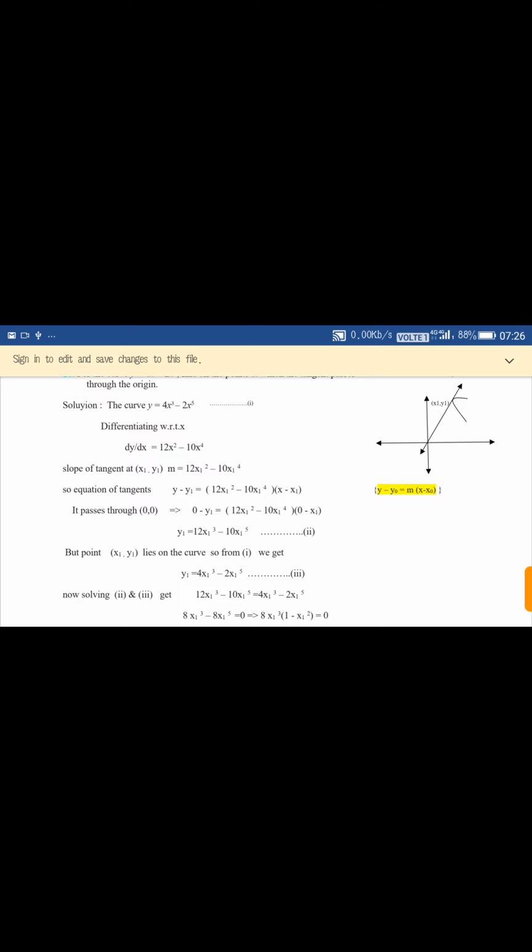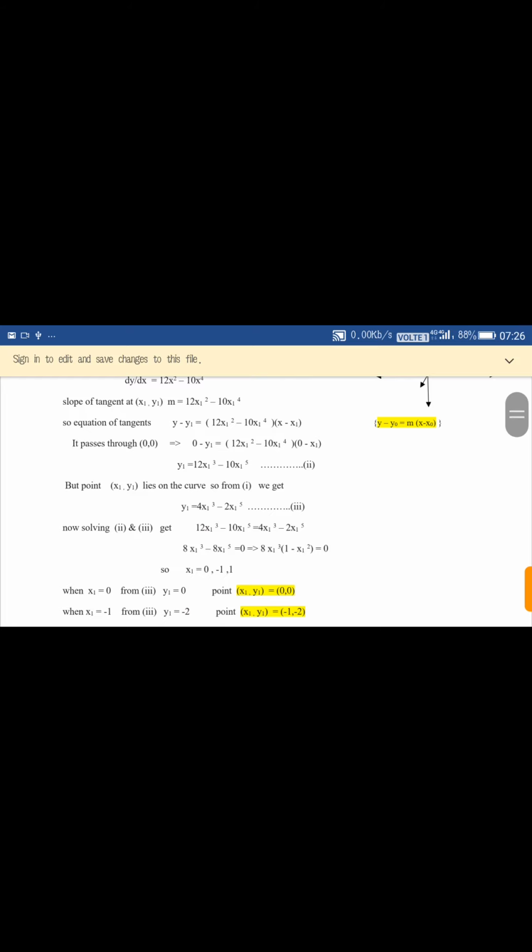And it is in the question, this tangent passes through the origin (0, 0). It means (0, 0) will satisfy x and y in the equation. So it becomes 0 − y1 = (12x1² − 10x1⁴)(0 − x1). After solving it, we get y1 = 12x1³ − 10x1⁵. After solution, we get this. Call it second.